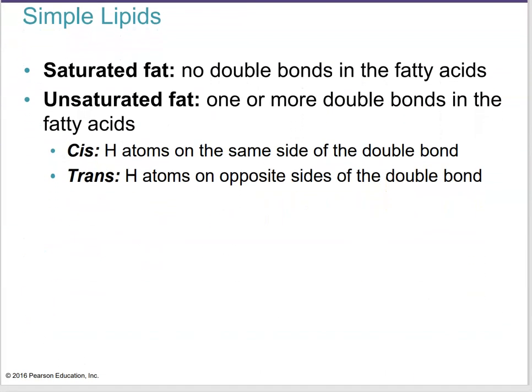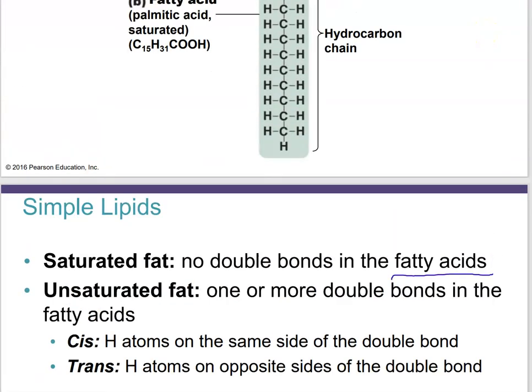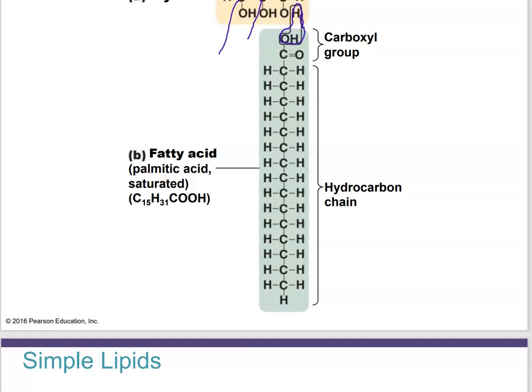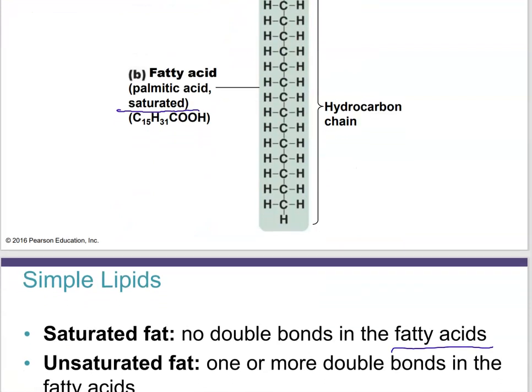A little word here about saturated versus unsaturated fats. Saturated means that we have no double bonds in the fatty acid. So if you go back to this one right here, do you see any double bonds between the carbon chain? There are none right here. So this is a saturated fatty acid, okay? Saturated with hydrogen, that is. No double bonds between carbons.